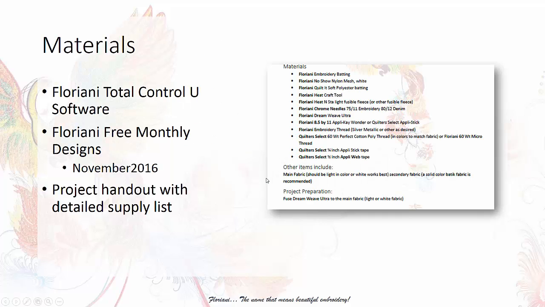The materials that you need, of course, are your Floriani software. This is listed in your handout. We're going to use Floriani embroidery batting. You could use a different batting, but the embroidery batting works best. We're going to use Floriani no-show nylon mesh in the hoop to build the block on. This eliminates the need to hoop a whole piece of batting. If we hooped a whole piece of batting, we would create our block, and all of the excess batting would be cut away and probably thrown in the trash.